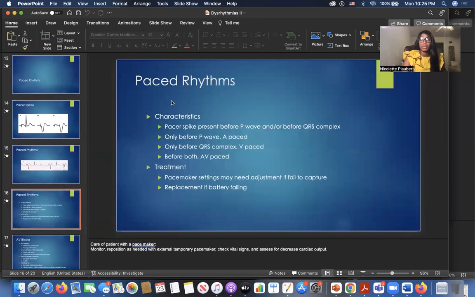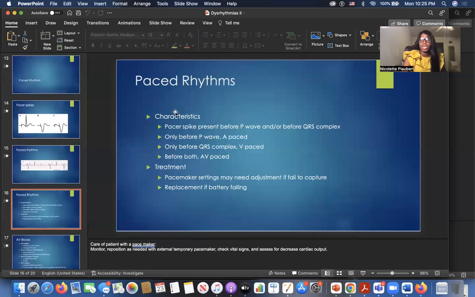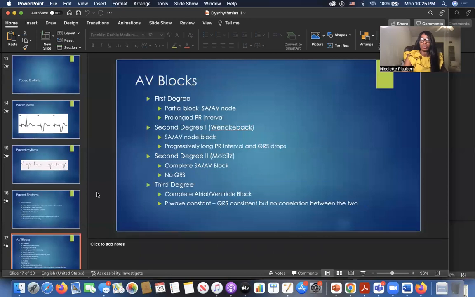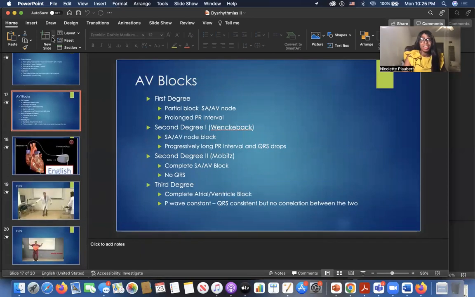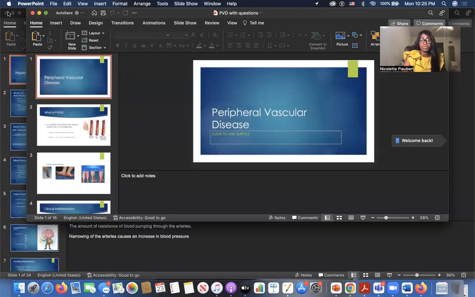So we talked about paced rhythms, then we have to talk about the spike. This is the spike we're referring to. This line here tells us that an electrical impulse has been sent, so it could be either captured or not captured. Captured means that the heart actually received the spike, the electrical impulse, and it produced a wave. Non-captured means it did not produce a wave. You don't have to cover the AV node. And that is the end of this dysrhythmia 2.